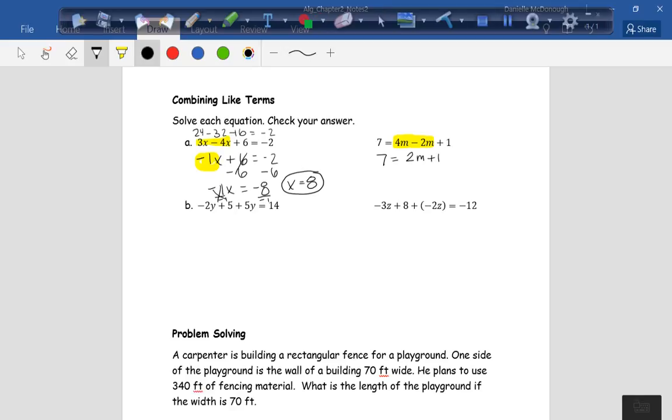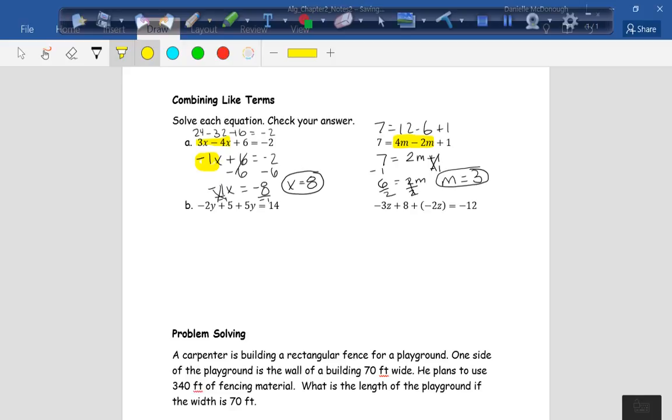Again, I'm down to my two-step equation, so I'm going to subtract 1 from both sides. I have 2m left over here, and then 7 minus 1 is 6. And then to get rid of this, I'm going to divide by 2. So what I'm going to have here is m is equal to 3. Whoops, sorry about that. And so with that now, I can substitute that back in. 7 is equal to, well, 4 times 3 is 12. 2 times 3 is 6 plus 1, which 12 minus 6 is 6 plus 1 gives you your 7.